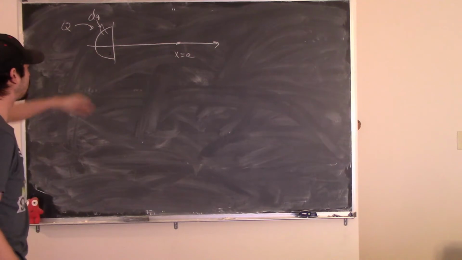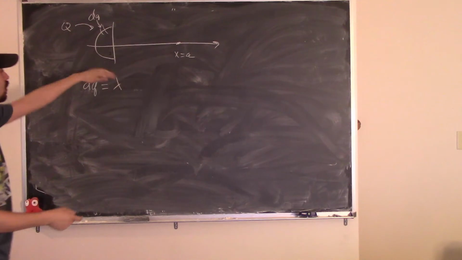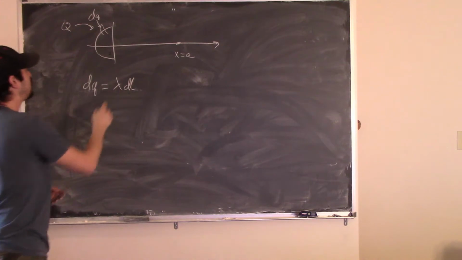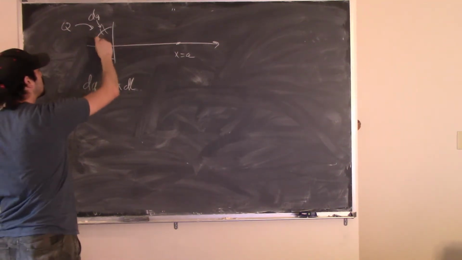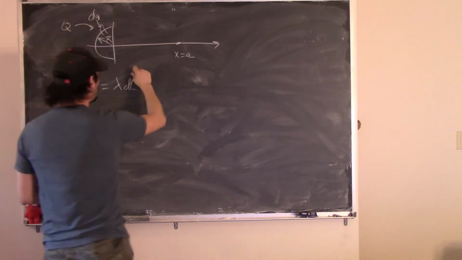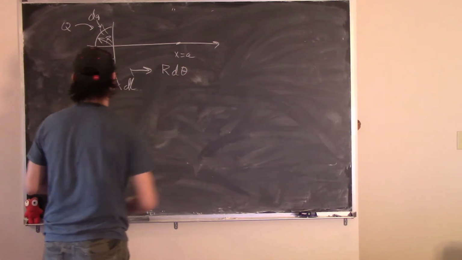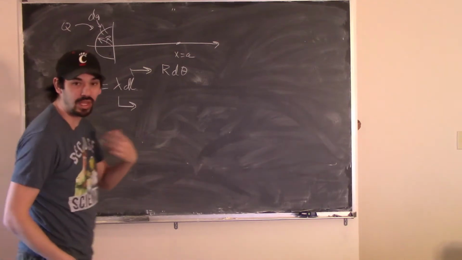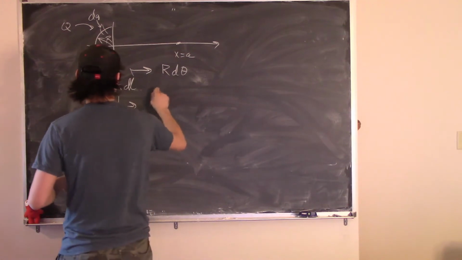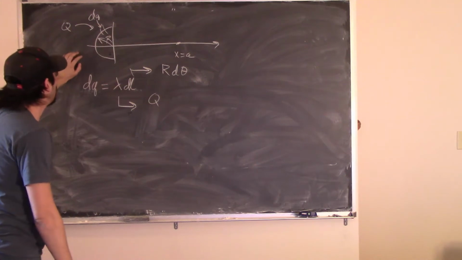Because it's the arc of a circle, dq in general, and this is also true for line distributions of charge, is equal to lambda dl. Specifically for the arc of the circle, with some radius capital R, dl is going to be R d theta. And lambda, by definition, is the charge per length, so it's the total charge spread over the arc divided by the length it's spread over.